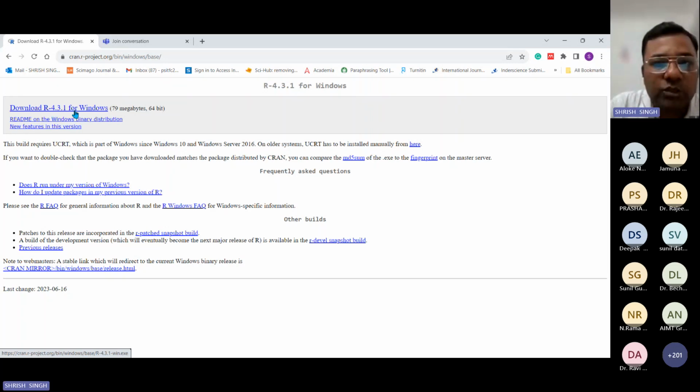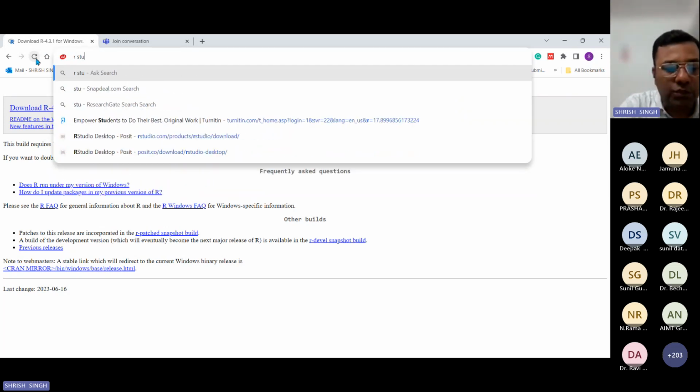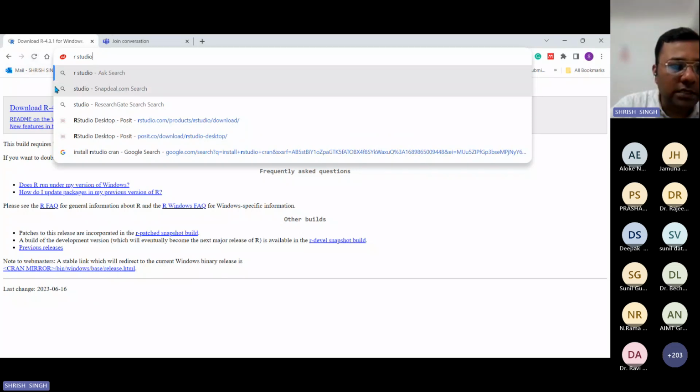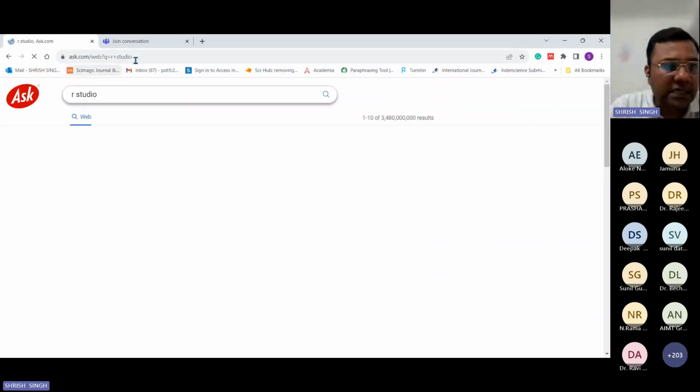After installing R, what you are supposed to do, because I'm not going to install it once again since I already have R Studio on my PC, I'm just showing you how you can do it. First of all, you have to download R. After installing R, you have to download R Studio. Unless you install both software, you will not have the interface or the dashboard from where you can start, right?